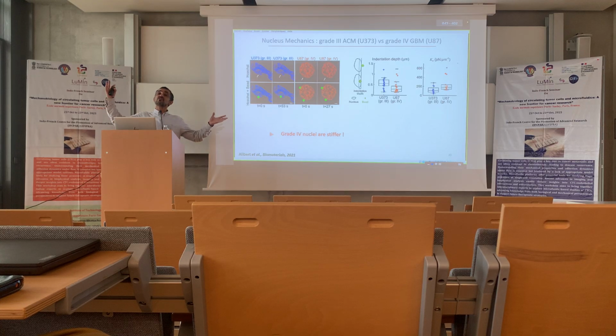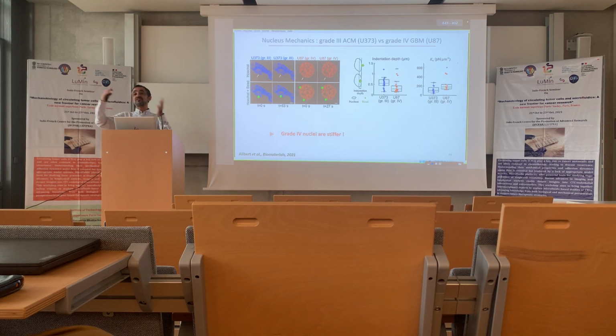So the overall cell is softer when you increase the grade, but the nucleus is stiffer when you increase the grade. So this was something interesting, because a lot of people try to squeeze cells and say, okay, it's softer, stiffer, and try to use this as a diagnosis. But you have to be careful, because if you go very far in squeezing, then you will get to the nucleus, you will sense the nucleus, and then you have the reverse measurement.